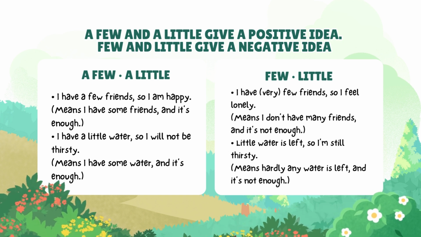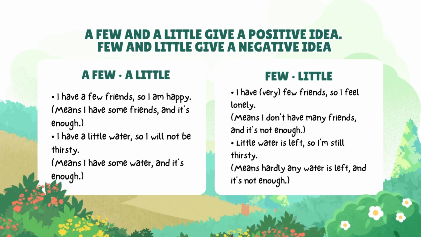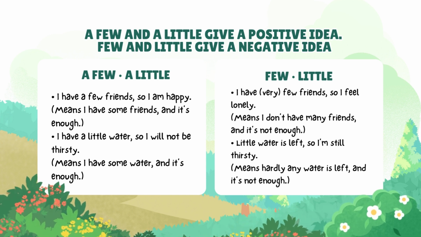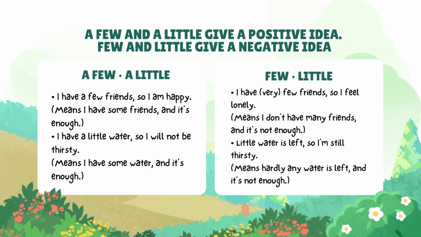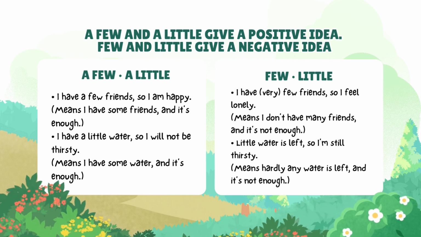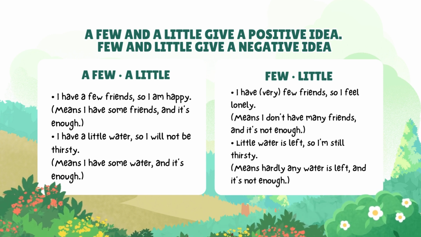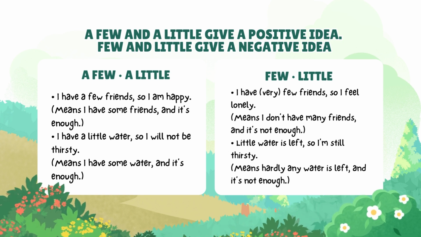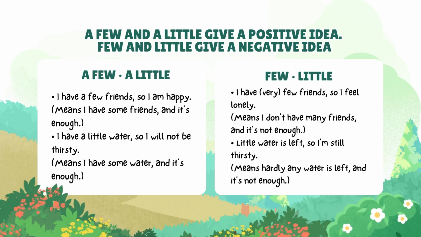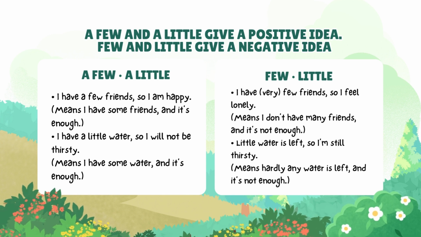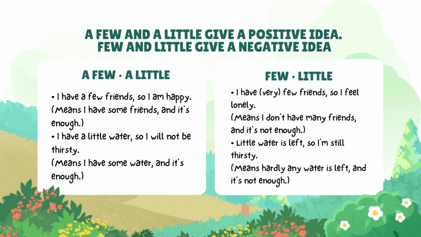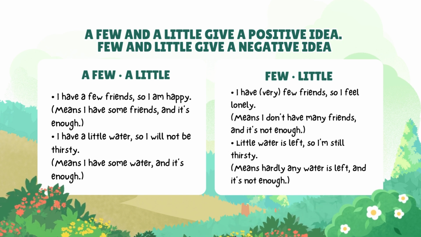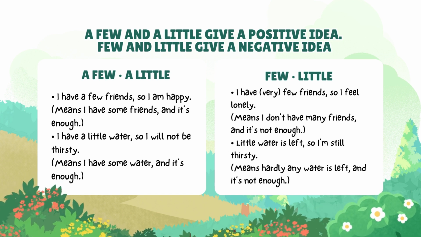Then there is little and a little. These are for uncountable nouns. A little means there is some, and it's usually okay, like I have a little sugar for my coffee. That's enough to make your coffee sweet. But little means there is not much, and it might not be enough. Like I have little sugar left. Oh, looks like your coffee might not taste great.